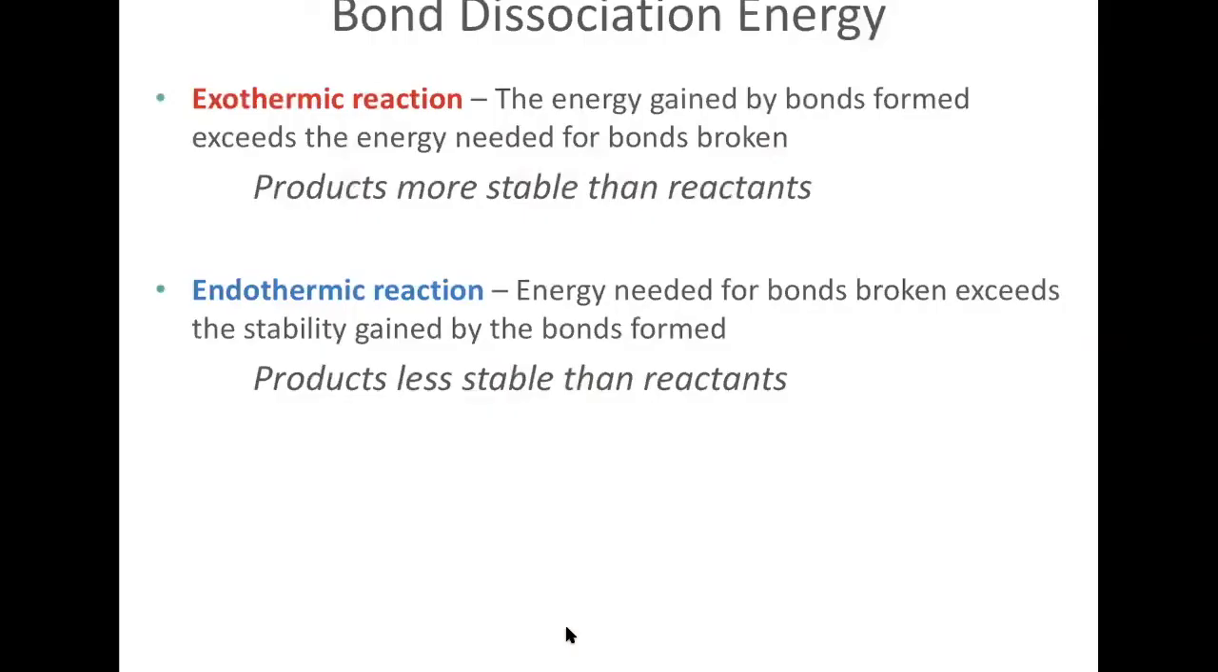Remember, in an exothermic reaction, the energy is given off. So that means that the energy that is given off by bonds being formed exceeds the energy that needs to be put into the system to break bonds. In this case, the products are more stable. In an endothermic reaction, remember, energy is taken in. So this just means that the energy needed to be put into the system for bonds to be broken exceeds that of the energy that is given off by bonds being formed. And in this case, the products are less stable.